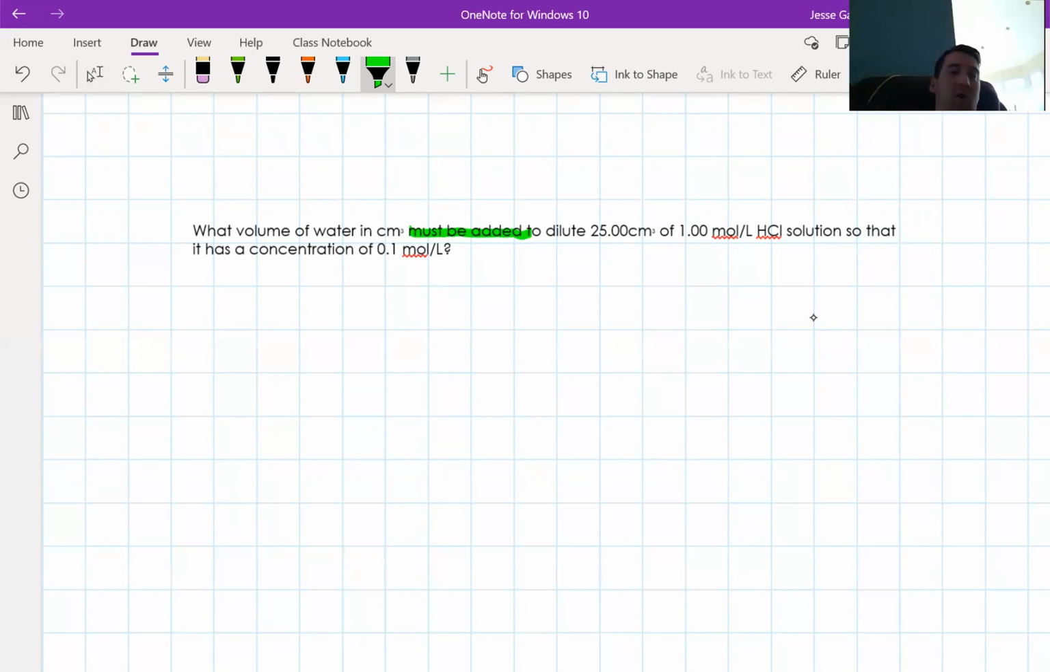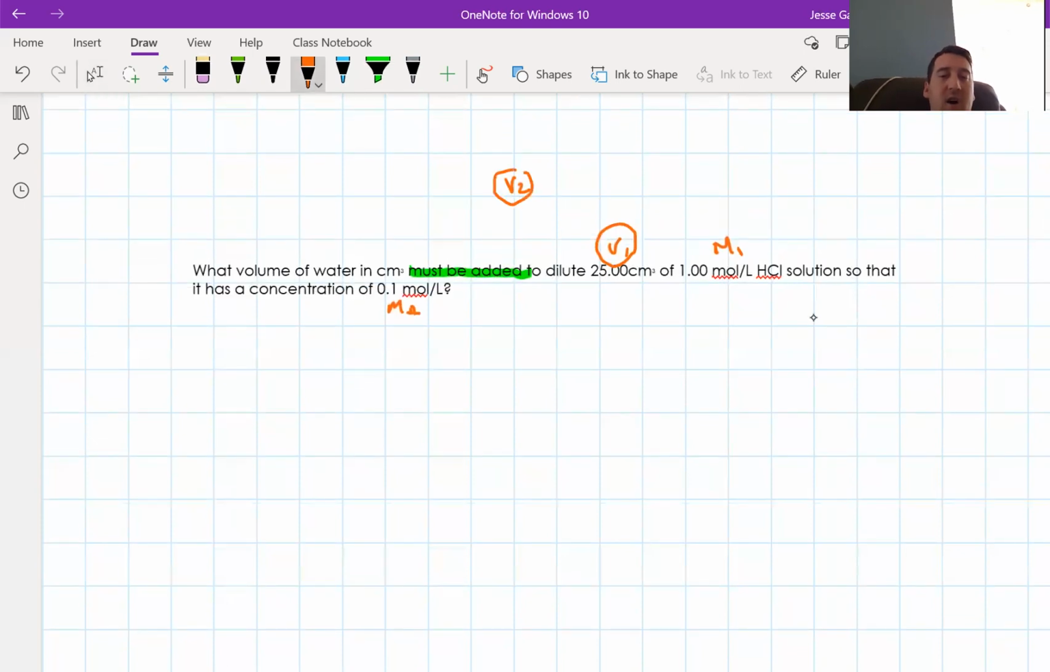All right, so first of all, let's see what we know. We know that we have a 1 molar solution. So this here is going to be my M1. It then has a concentration of 0.1, so I'm changing the concentration. This is going to be my M2, my second concentration. Here was my original volume, V1. What I'm setting out to find is V2. Now I know my original volume was V1, 25. If I then find my final volume, then I can find the difference between these to find out how much I added.